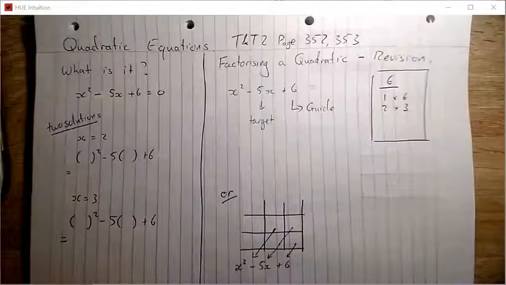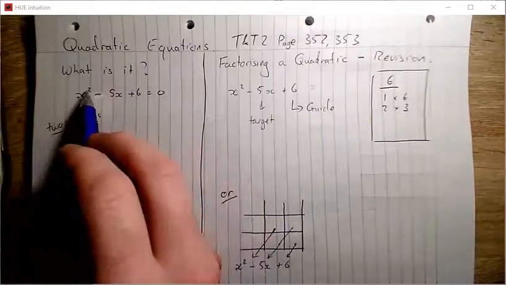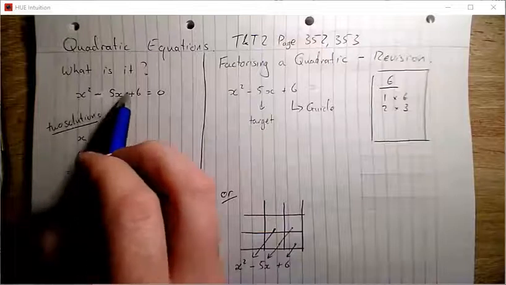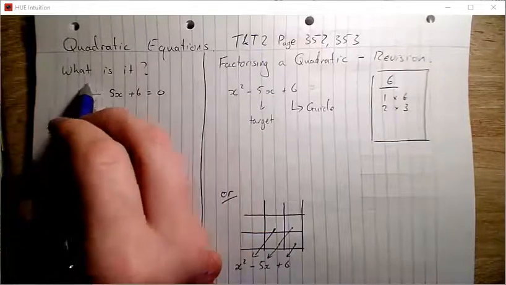Hi everyone, we're looking at quadratic equations. First question, what's a quadratic equation? Well, that's one that looks like this. It's got an x squared in it, minus 5x, say, plus 6. That's just one example, but it has to have an x squared in it.